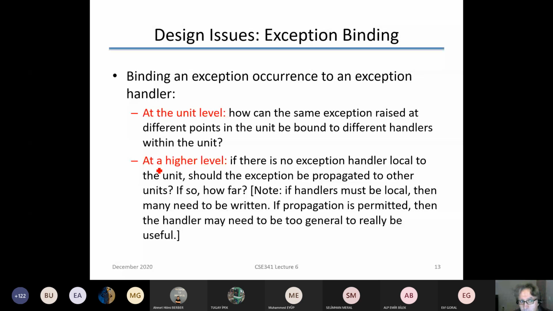Another possibility is at a higher level. Assume that you have a function, the unit level, and you don't want to handle it at the unit level. You want to handle it outside your unit level, as we have been discussing. I don't want this invert function, let's say, to stop there. I want this to be handled by whoever is calling it. The calling unit should handle that. So if there is no exception handler local to the unit, I may pass that on. Should the exception be propagated to other units?